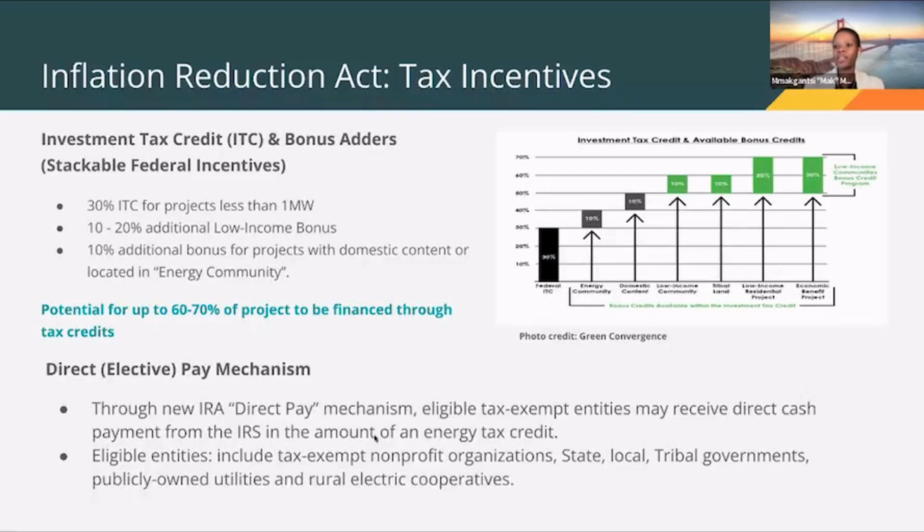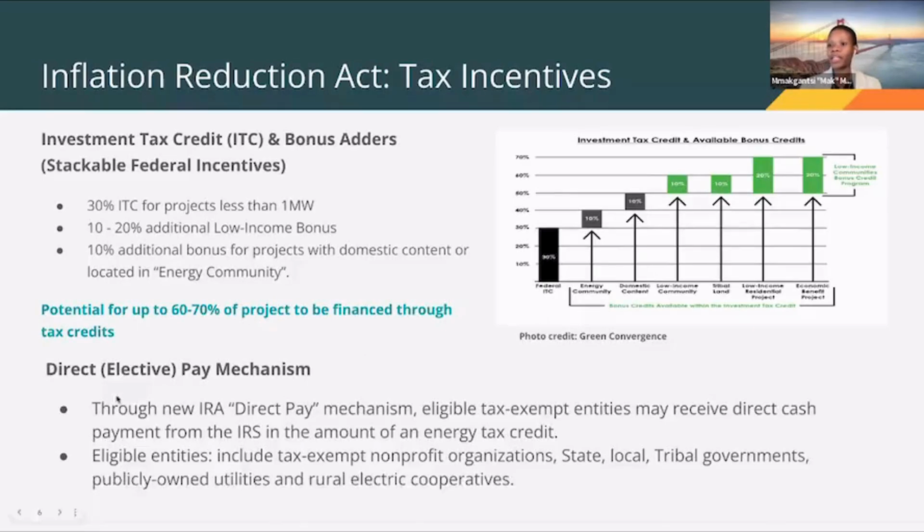So that's a pretty significant shift, because one of the key issues really facing community-based solar developers was really accessing different sources of capital. So, to have these new sources of capital through tax credits is pretty substantial.